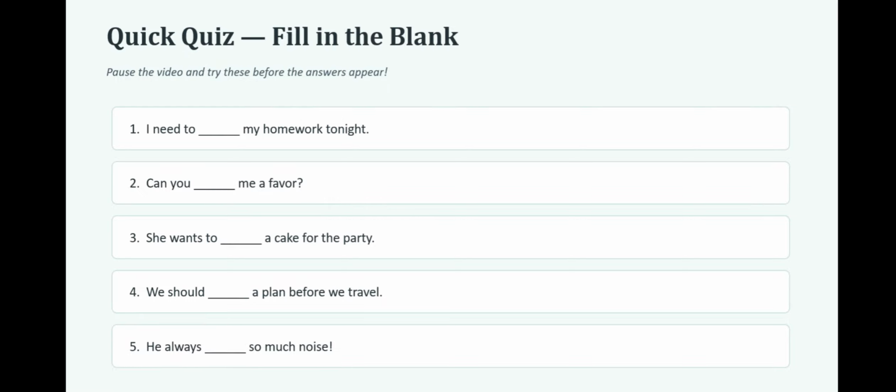The answer is make. Number 4. We should blank a plan before we travel. The answer is make. Number 5. He always blanks so much noise. The answer is makes. How many did you get right? Tell me in the comments below.